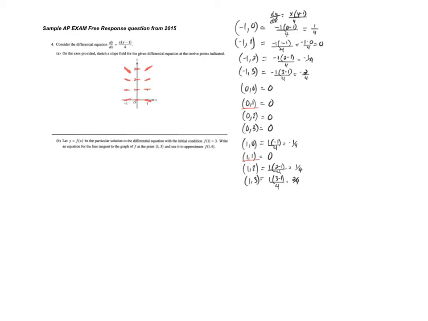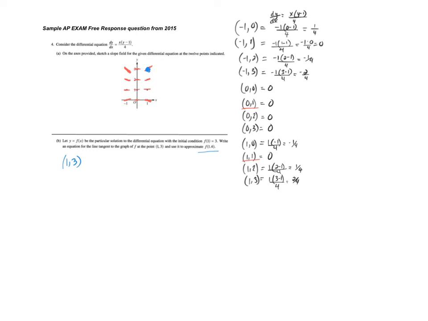Now, part B of this basically allows us to have a little connection between a couple of different things we've done. So if there's some particular solution to this differential equation where f of 1 equals 3, that would be this point up here. That's wonderful that we know that it's that point, but it really doesn't matter that much. We know that there's a point at 1, 3 on this curve, and they're asking us to approximate the value of f of 1.4.